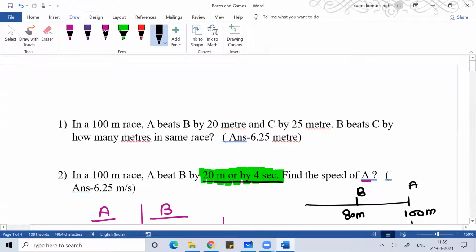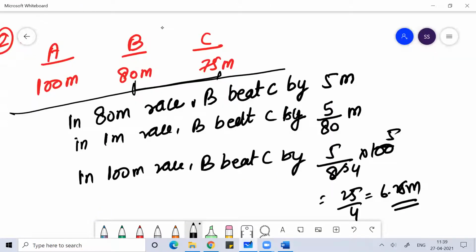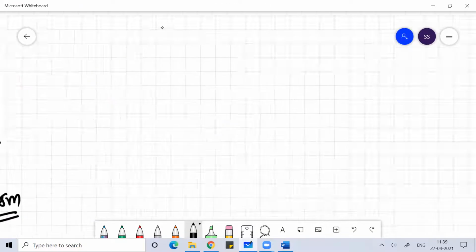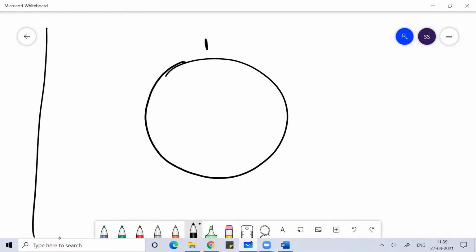In a circular race, two people are running a race in a circular stadium. In the circular direction, either they run in the same direction, or they may run in different directions. The questions will come about when they meet at the starting point, or for the first time anywhere in between. So you need to be clear with these kinds of concepts.